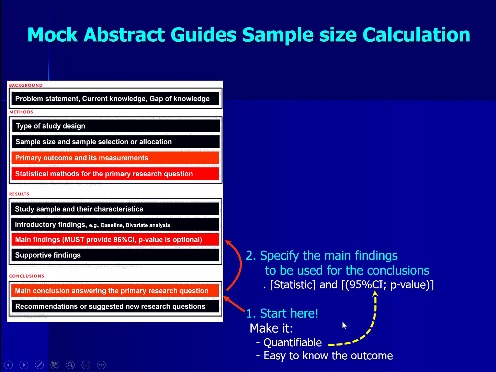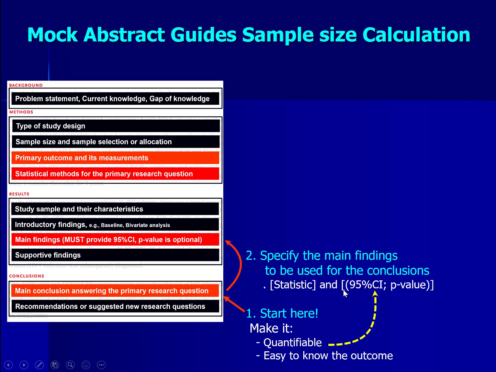The step after that, we will imagine or consider what are the main findings to be reported in the results section, to be used as the main conclusions here. So it should be reported in the form of the measure of the effects, called statistics, and the statistical inference components of it, like the 95% confidence interval and the p-value.